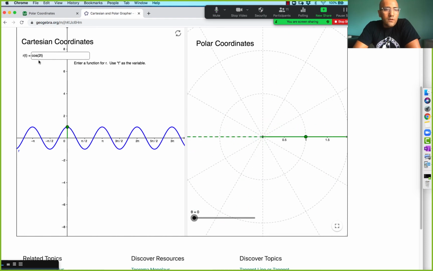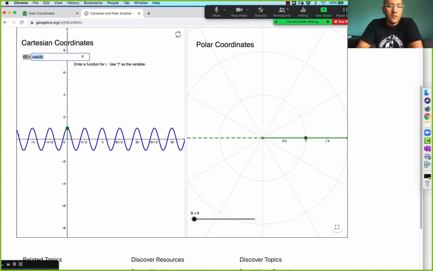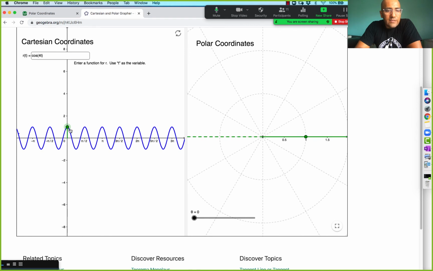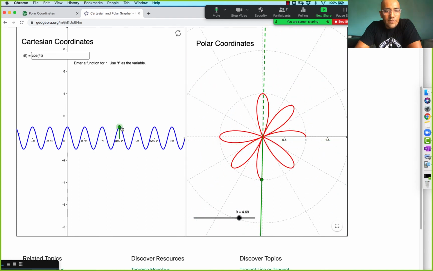What happens if I change it from a 2 over to a 4? Well, then we end up oscillating cosine faster, right? We go through its period faster. So as I trace this in polar coordinates, it completes those little petal things faster, and so we end up fitting more and more of those petals in the same space between 0 to pi over 2. So look, we have another little flower with more petals. The bigger this constant is, the more petals we have. Good, let's try a different one.